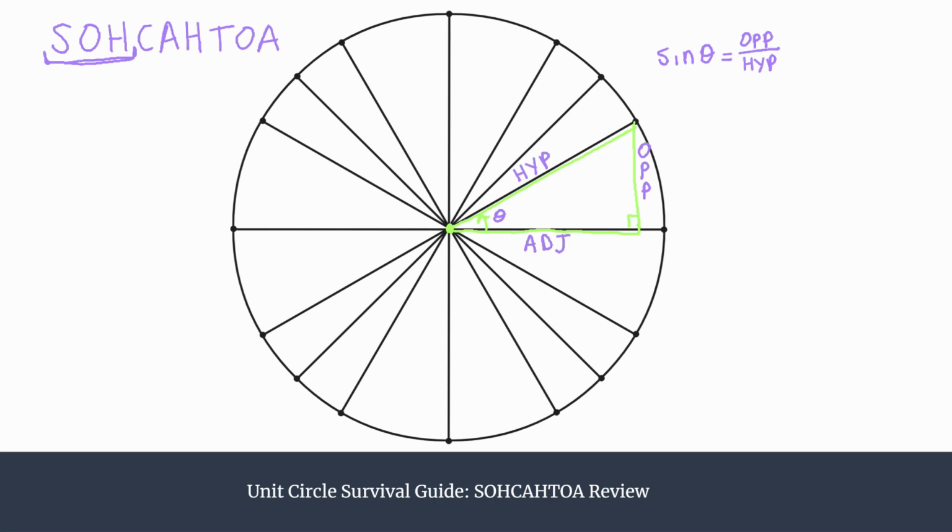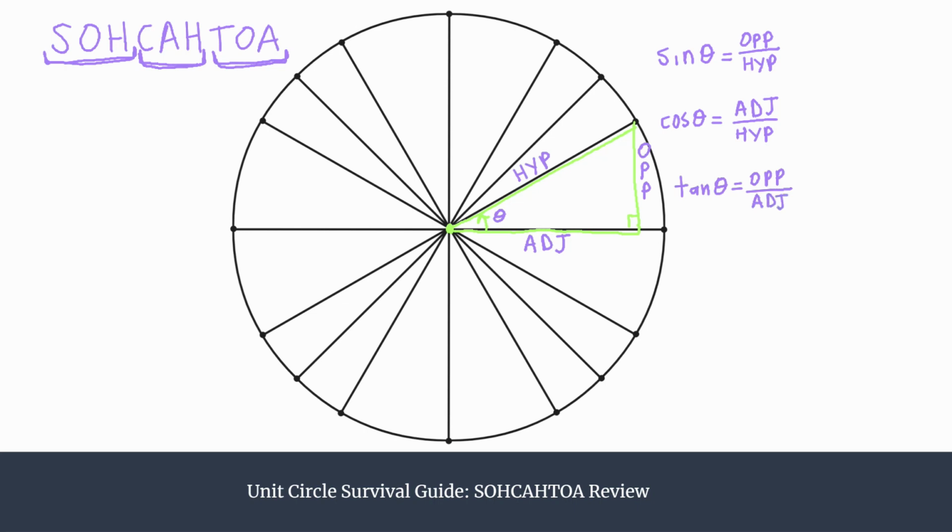Next, we'll look at CAH. So we can say that the cosine of our theta angle is A, which stands for adjacent, so it's the ratio of the adjacent side to the hypotenuse, the H. And finally, TOA. That helps us know that the tangent of our angle theta is equal to O, the opposite, over A, the adjacent.